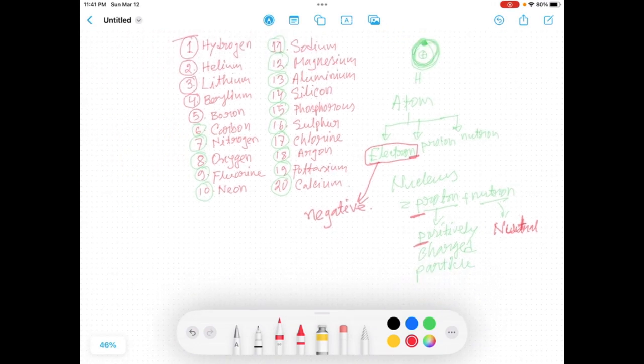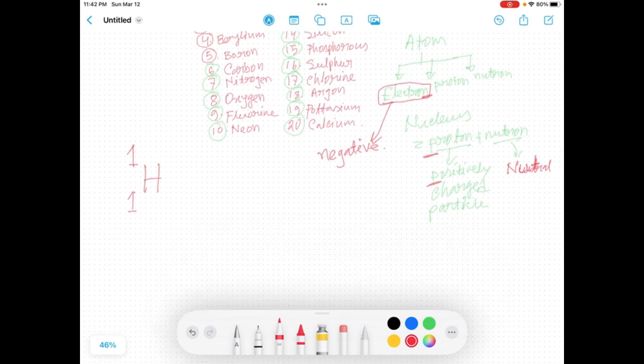Now, in case of hydrogen as an atom, we can show hydrogen has one here and one here. An atom is always represented like this. So the bottom side always shows its atomic number, and the atomic number itself is called the proton number. Atomic number is the proton number.